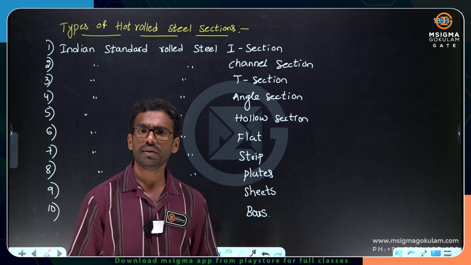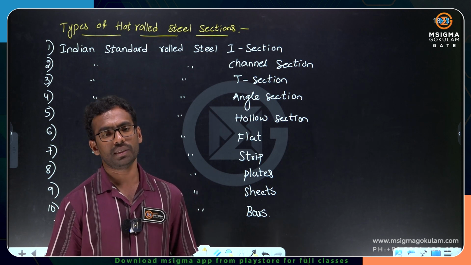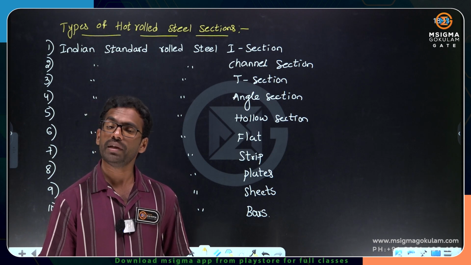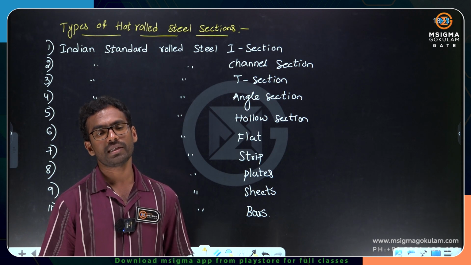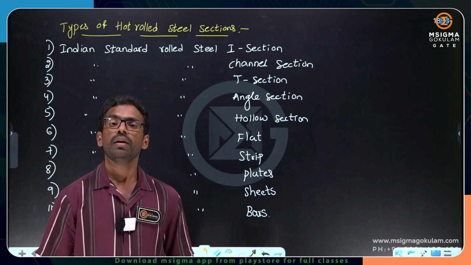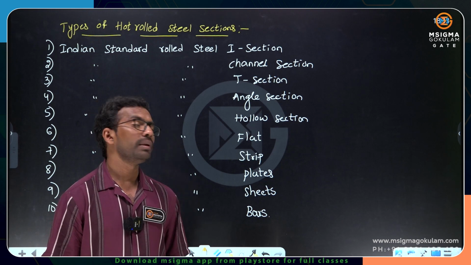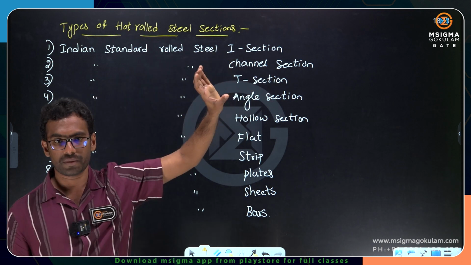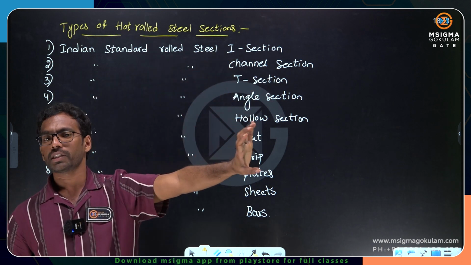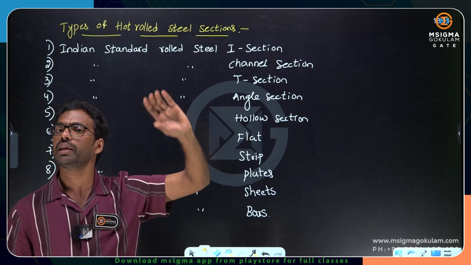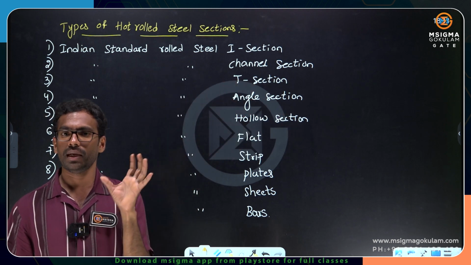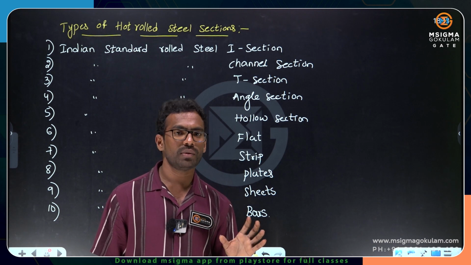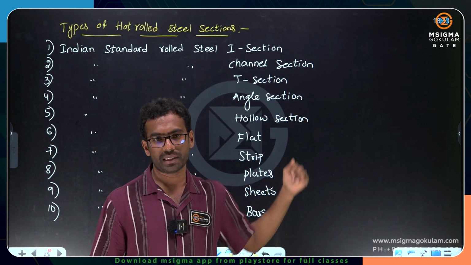Fine. Now let us understand, dear students, these 10 types of sections are basically used for steel structures construction. Now, what are their applicabilities? Where I have to go for I section? What is the significance of I section? What are the benefits of I section? Under what circumstances can I choose I section as a steel member for construction? So let us look at all these 10 types of sections one by one.